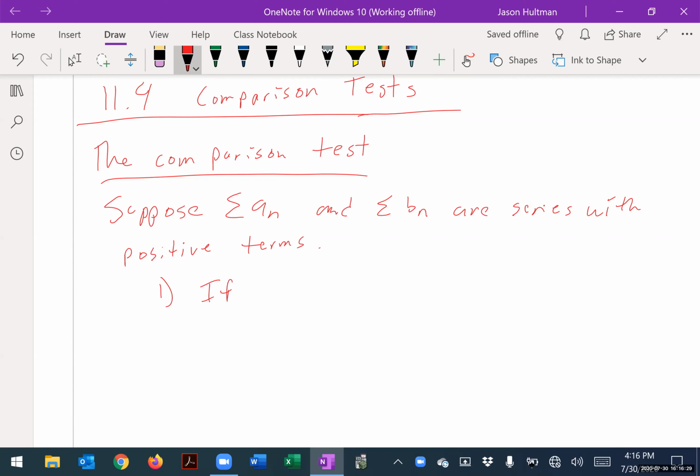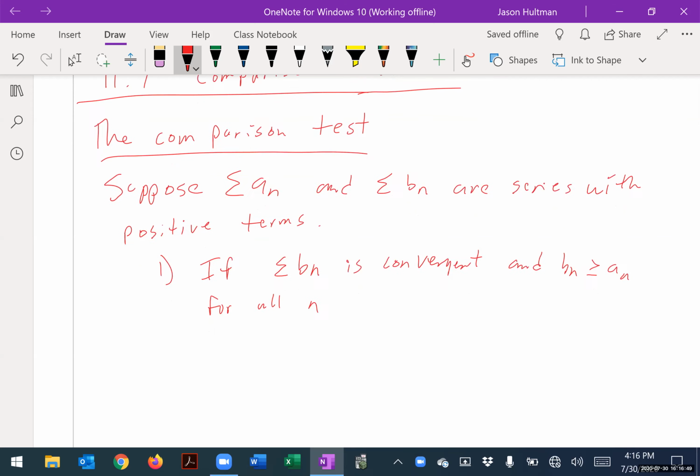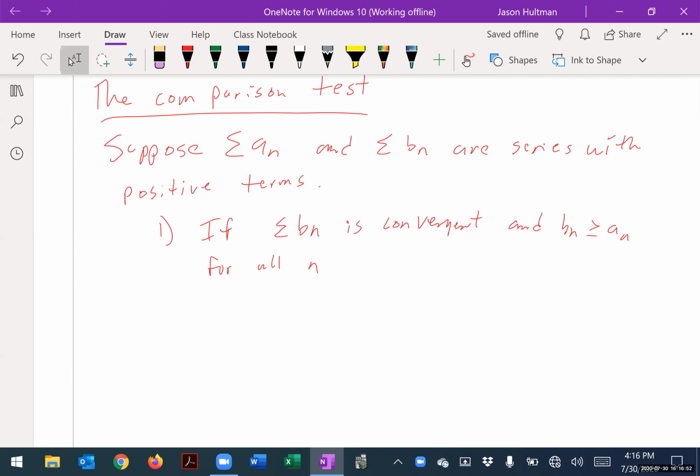Okay, number one. If the summation of B sub n is convergent and B sub n is greater than or equal to A sub n for all n, then the summation of A sub n is also convergent. We talked a little bit about this when we talked about sequences. Now we're just putting it in terms of series.